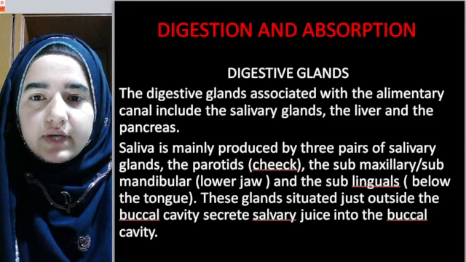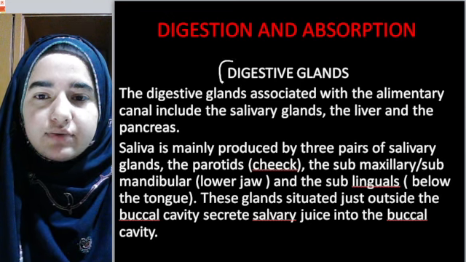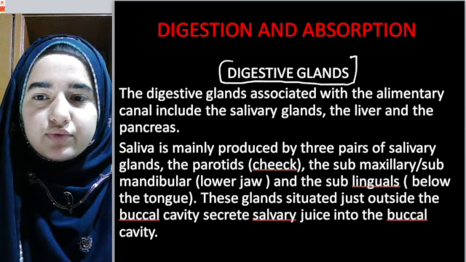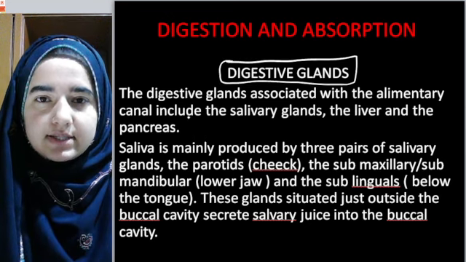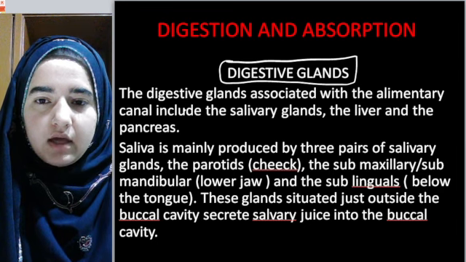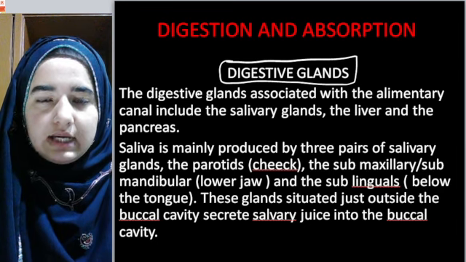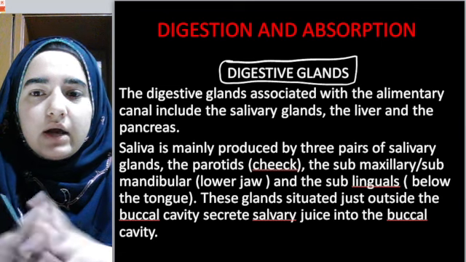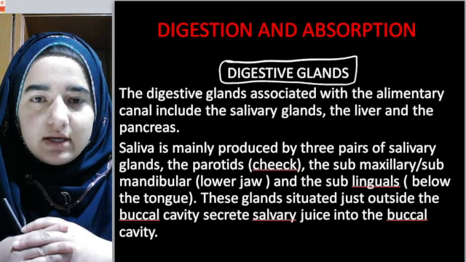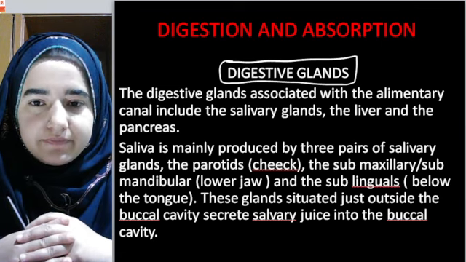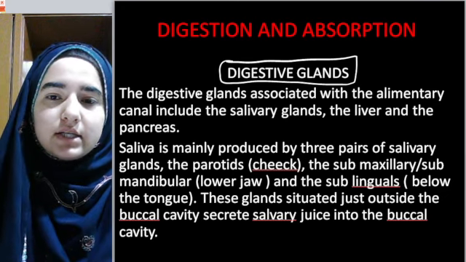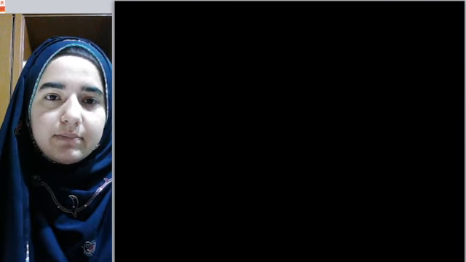In this video, we are going to learn about digestive glands. So without wasting any time, let's get started. There are some glands which are associated with the alimentary canal which help in digestion. And digestive glands include salivary glands, liver and pancreas.